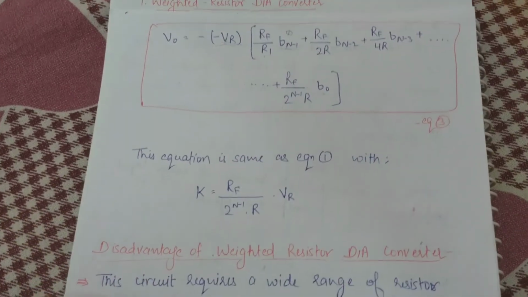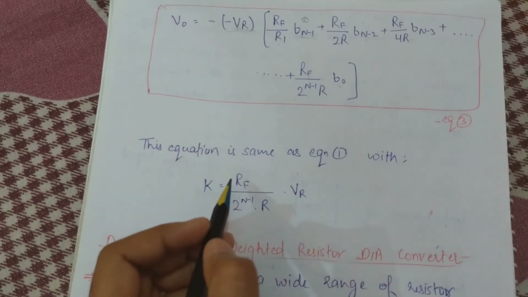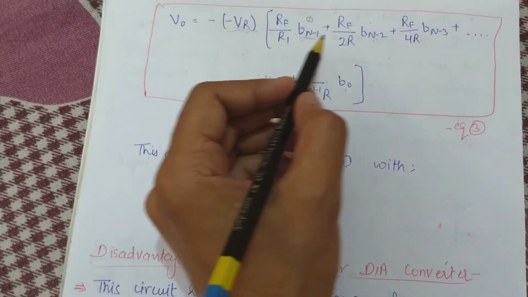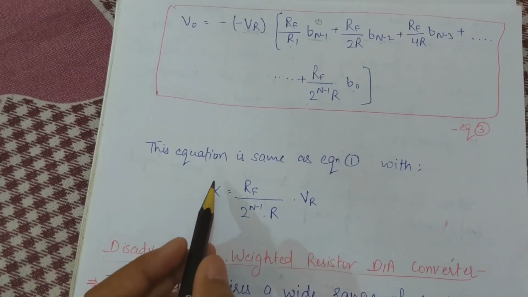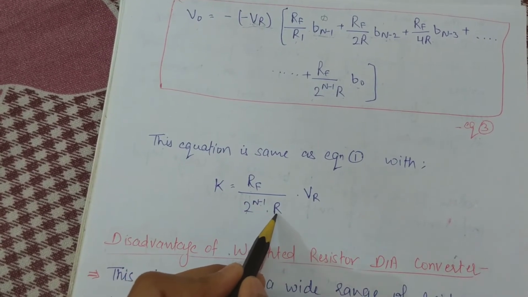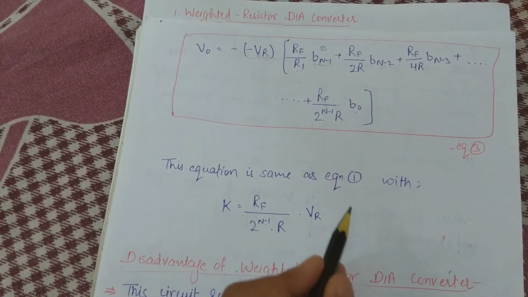Now from here we can find out the proportionality factor. You can see that some resistance values are fixed here. RF will be fixed and the R values, the weighted resistor values, will be fixed. So we can write our proportionality factor as K is equal to RF by 2 raised to power n minus 1 by R into the reference voltage. This is our proportionality factor.